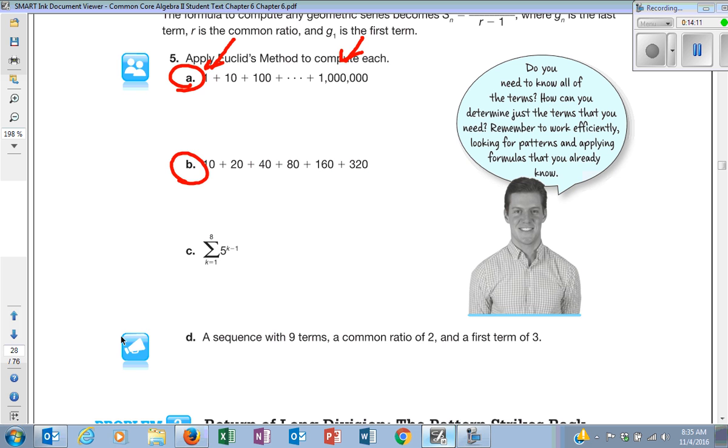Now, what's the trickiest thing, but it shouldn't be too hard to find? How do I get from here to here? Remember, since we're in geometric, it's always what? How do I get from 1 to 10? And check it. Does times 10 get me here? So my common ratio is 10. I'll let you do B all on your own.